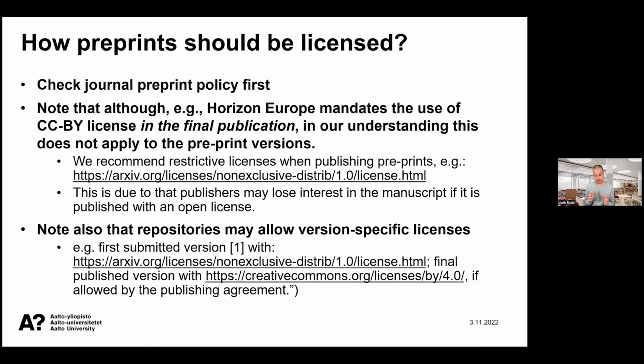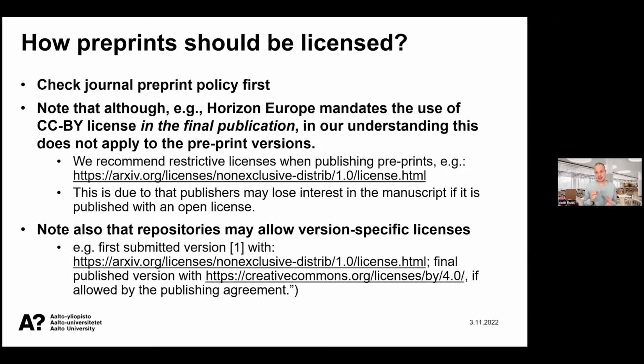So again, the journal publishing agreements are king here. You should check those, and if nothing is mentioned, we recommend restrictive licenses when publishing preprints. For example, the arXiv license, the non-exclusive distribution license, is one of those, and you'll see from the concrete example how it works. This is because publishers may lose interest in the manuscript if it's already published in an open license during the early stages. Now there is a niche of journals, such as overlay journals, which actually demand you to use an open license, but in general it's quite important to be careful, look at the journal policies, and use restrictive licenses.